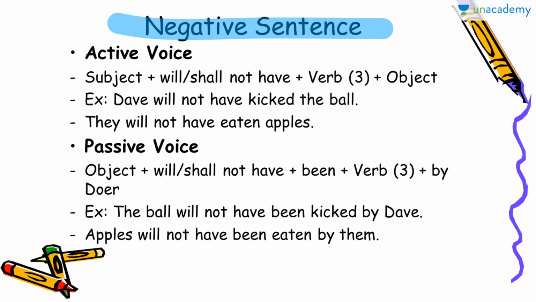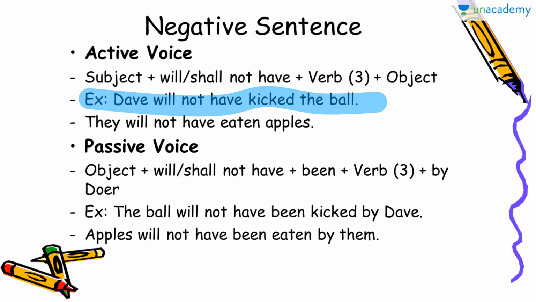Now let's see negative sentence. In negative sentence, we mean something we say about negation. We are saying no to something or we are denying something. In active voice, it starts with the subject, the one who has done the work, then will or shall, then not, then have, then verb third form, and at last the object on which work is not done. For example, Dave will not have kicked the ball.